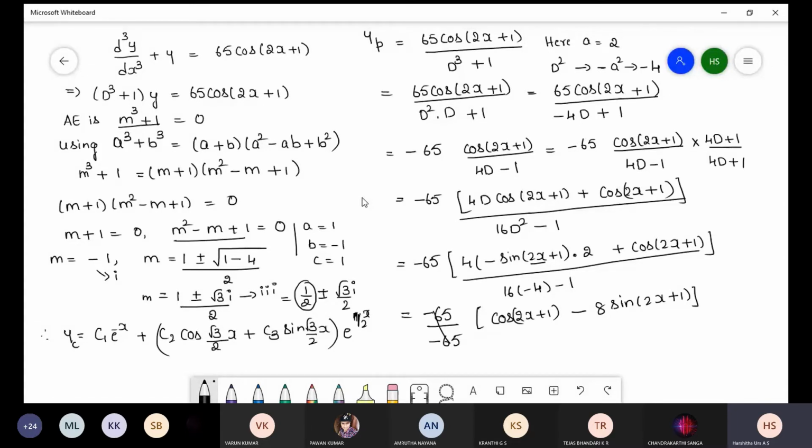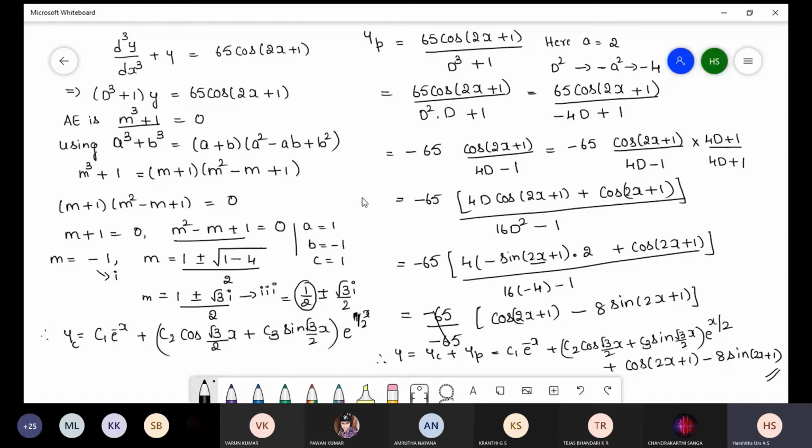Therefore, y is equal to yc plus yp. Yc is (c1 e power minus x plus c2 cos of root 3 by 2 x plus c3 sine of root 3 by 2 x) whole into e power x by 2, plus cos of 2x plus 1 minus 8 into sine of 2x plus 1. This is the final answer, the general solution of y.